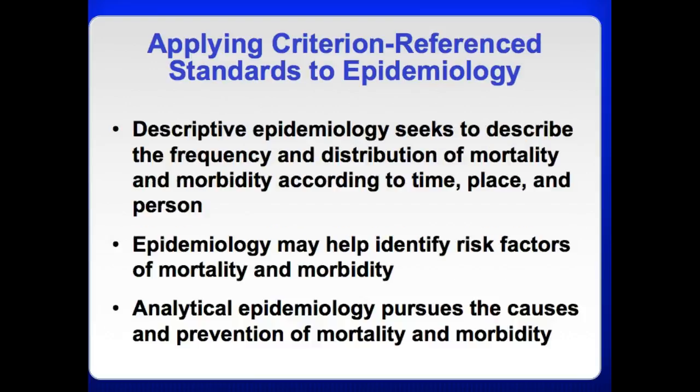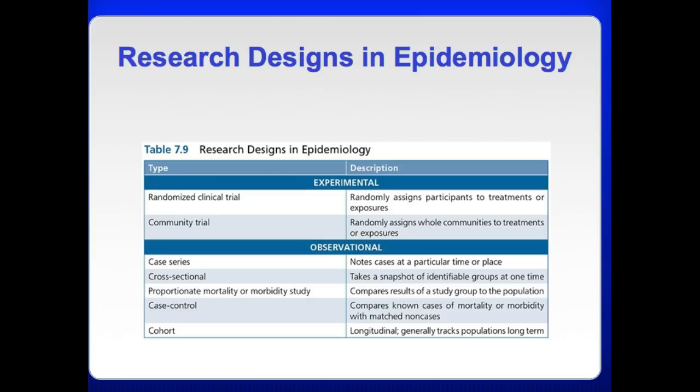Applying criterion reference standards to epidemiology. Descriptive epidemiology seeks to describe the frequency and distribution of mortality and morbidity according to time, place, and person. Epidemiology may help identify risk factors of mortality and morbidity. And analytical epidemiology pursues the causes and prevention of mortality and morbidity.